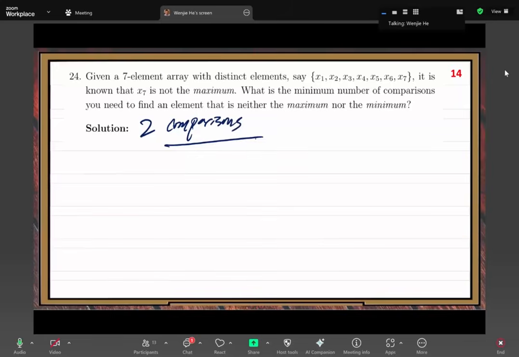Many students give me 4. Yeah, 4 is a common number. Several students give me 4, and some students even give me more than 4. So why 2? In my hint, I think those students didn't watch my hint video.